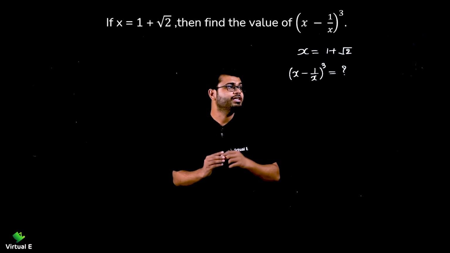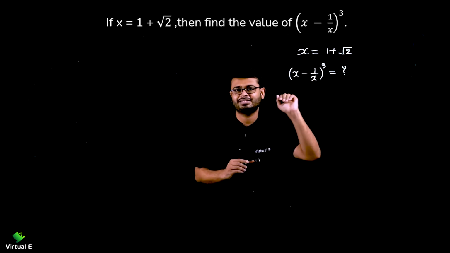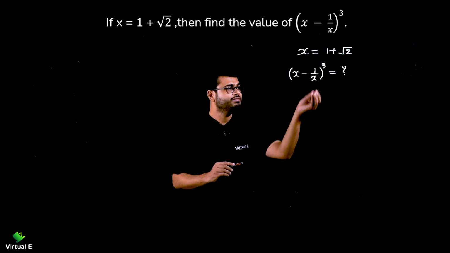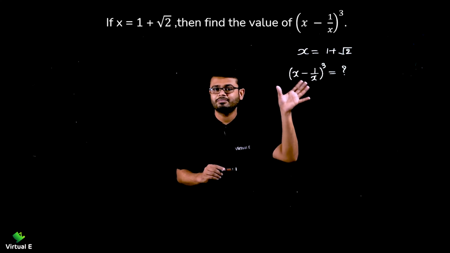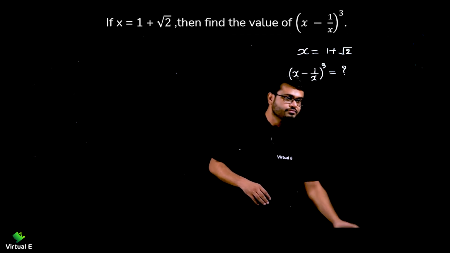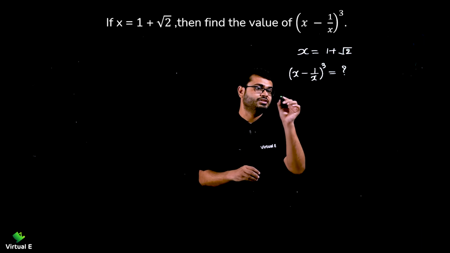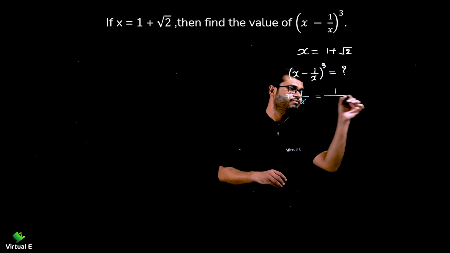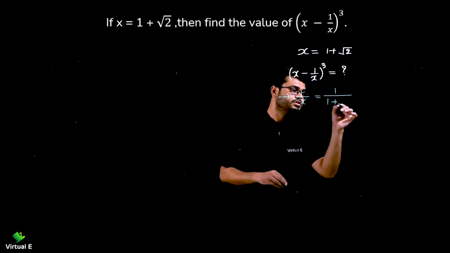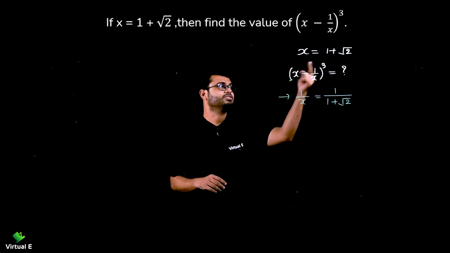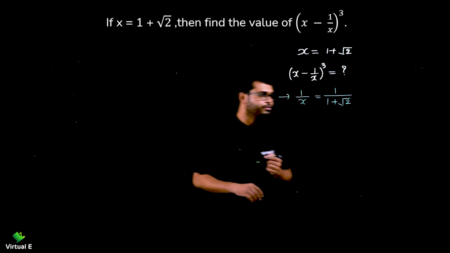So first of all, we need to have the value of 1 by x. X we know already, we need to have the value of 1 by x. We substitute, then we'll simplify, and then we will cube it. So let's start with the sum. 1 by x is equal to 1 by 1 plus square root of 2. This is what we can write, right? Because the value of x is 1 plus square root of 2.